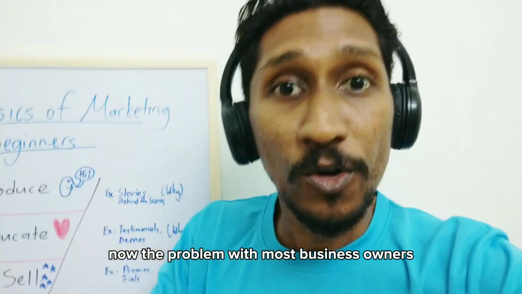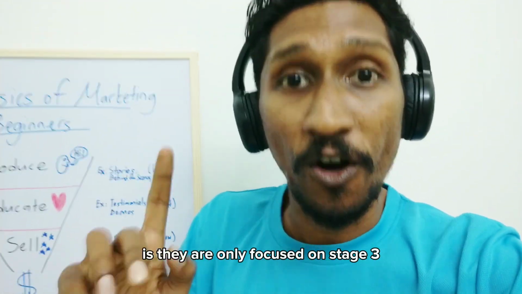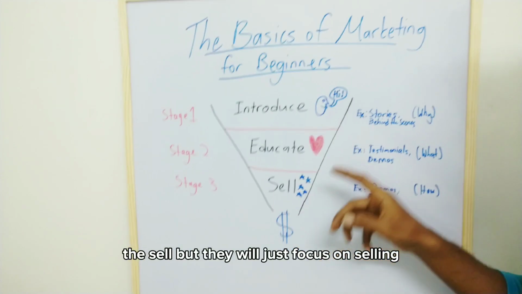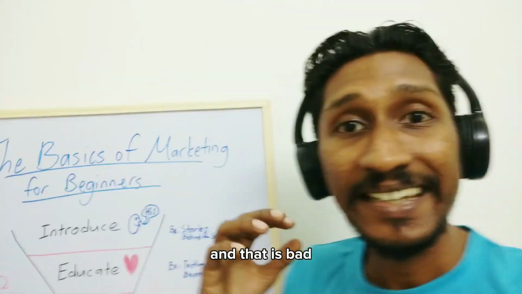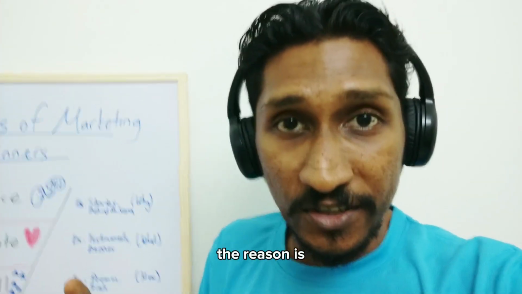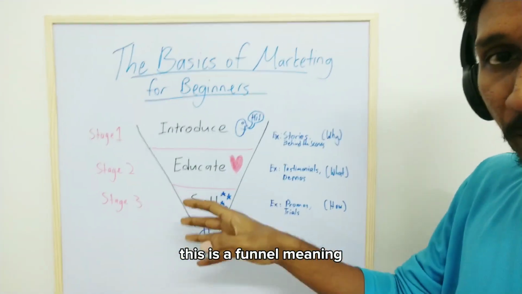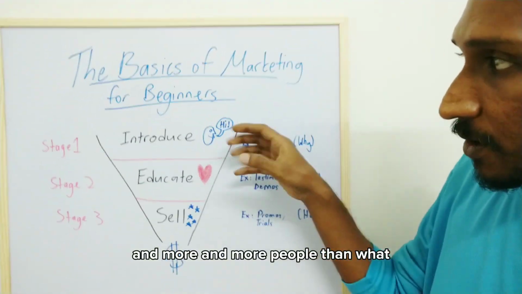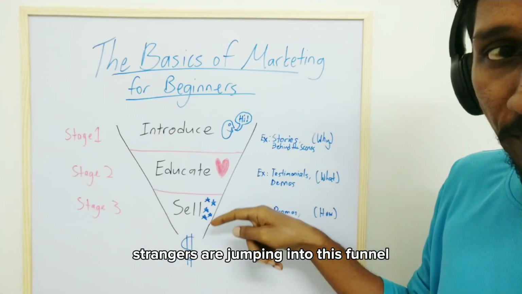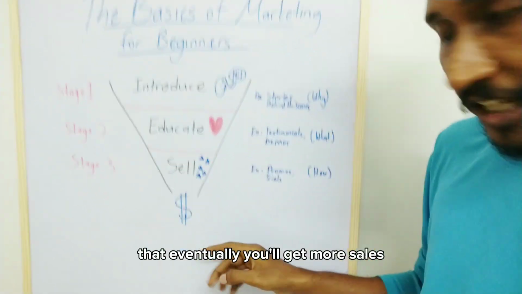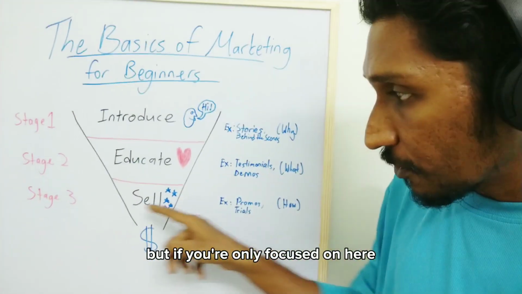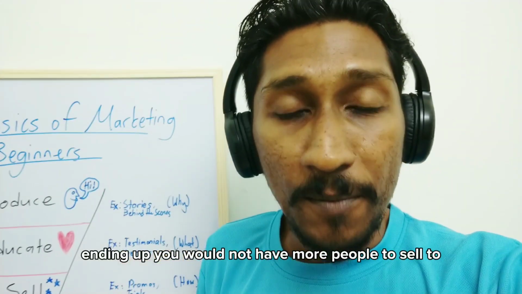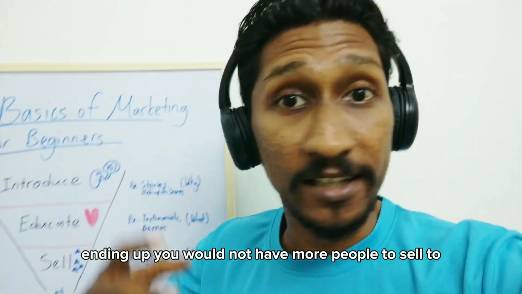Now the problem with most business owners is they are only focused on stage 3, which is here, the sell part. They will just focus on selling, and that is bad. The reason is this is a funnel, meaning more and more people must get into this. And when more strangers are jumping into this funnel and going through these stages, eventually you'll get more sales. But if you're only focused on here without adding more people into this funnel, you would end up not having more people to sell to.